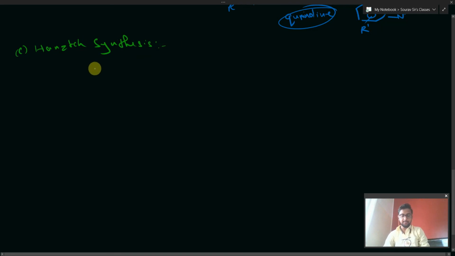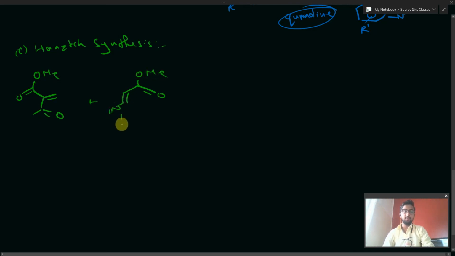So the mechanism of Hantzsch synthesis starts with the Michael addition, so we'll be looking into that firstly. The substrates are extremely complicated, so it will be easy for you to follow as I am drawing it for you. Double bond O, we have OMe over here, we have NH2. First of all, Michael addition takes place in these two compounds to the enone.